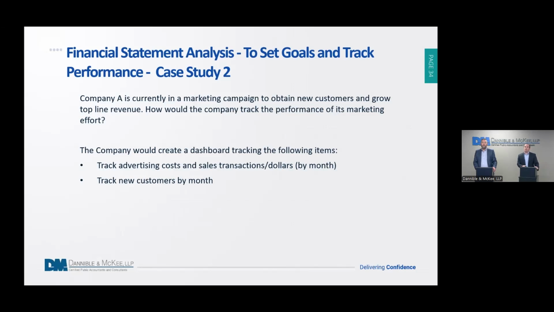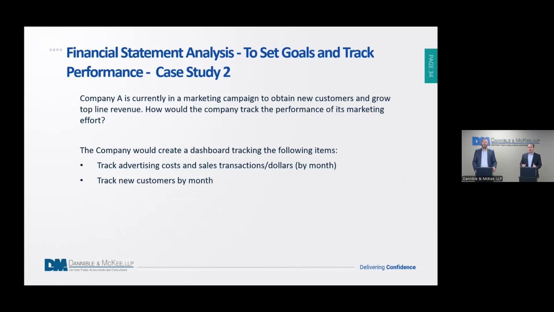The second case study we have here is Company A is currently in a marketing campaign to obtain new customers and grow top-line revenue. How would the company track its performance of its marketing effort? So the company could look at advertising cost on one line and then put sales transactions in dollars on the next line and compare that on a monthly basis. As our advertising costs go up, do we see our sales transactions going up? Or do we see them kind of staying still?